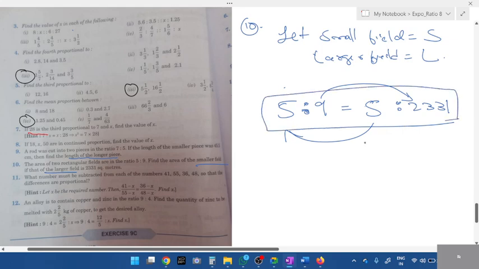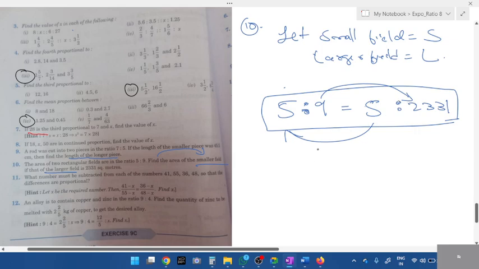I'll read again. The area of two rectangular fields are in the ratio 5 is to 9. If the area of the larger field is 2331, find the area of the smaller field. They have told us to find the area of the smaller field S. The larger field is 9 here, so 9 is in the second position. After the equal to sign, I've written 9 : 2331.